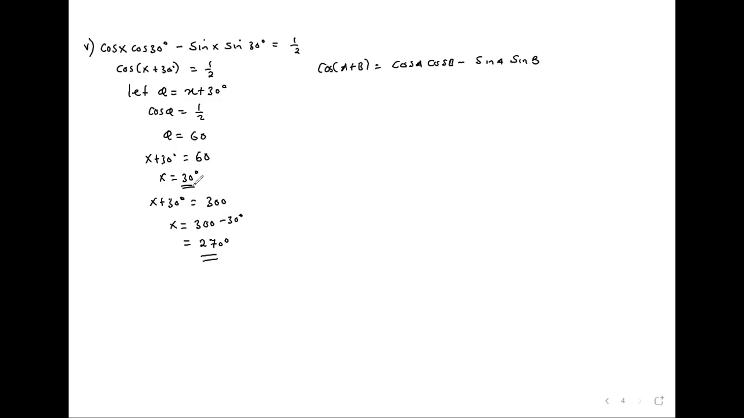How do you get the 300? You subtract, because now the angle you have, you are going in the fourth quadrant, so you get 60 and subtract it from 360.